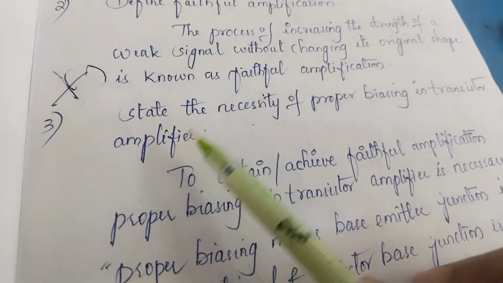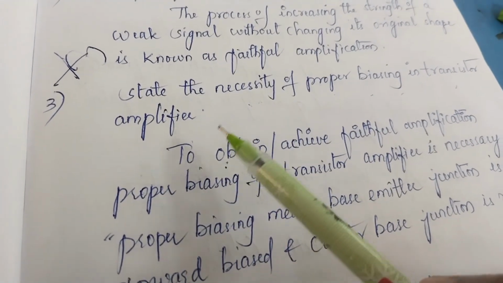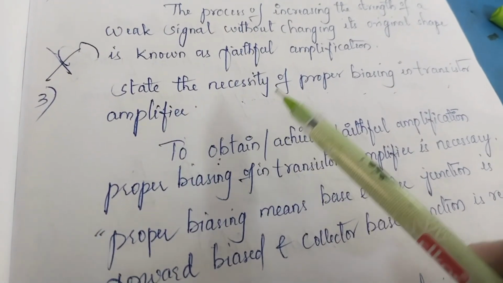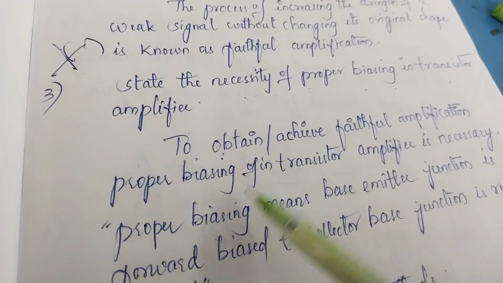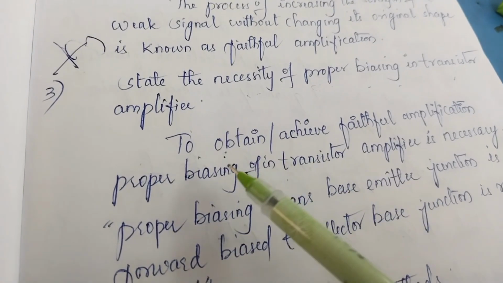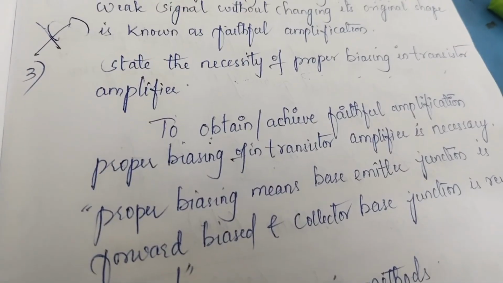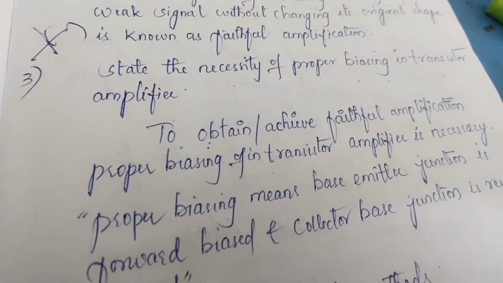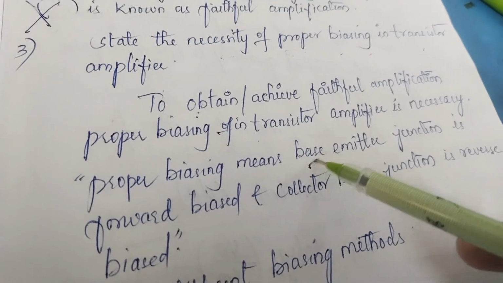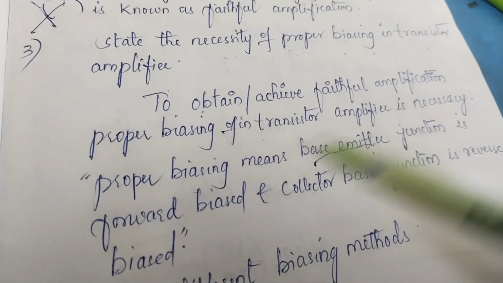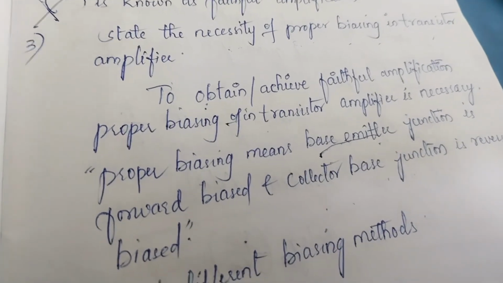The next question is state the necessity of proper biasing in transistor amplifier. Here biasing refers to applying external voltage. So the proper biasing of a transistor is necessary to achieve faithful amplification. Here proper biasing means the input junction, nothing but base emitter junction, is forward biased, and the output junction, that is collector base junction, is reverse biased.